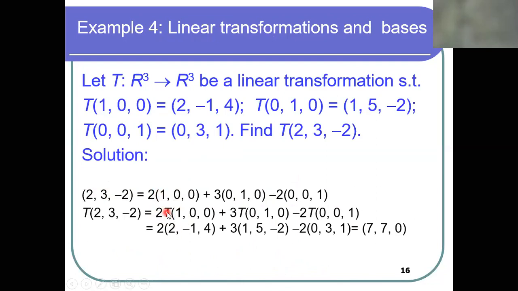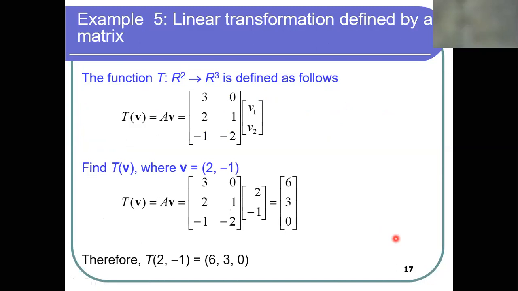In that case, T of (1, 0, 0) has its output like this, T of (0, 1, 0) has its output like this, and T of (0, 0, 1) has its output like this. Ultimately, you insert all these outputs and multiply them, and you will get (7, 7, 0), which is the output of (2, 3, -2) under transformation T. So you get another position in three dimensions that maps (2, 3, -2) to (1, 7, 7, 0).